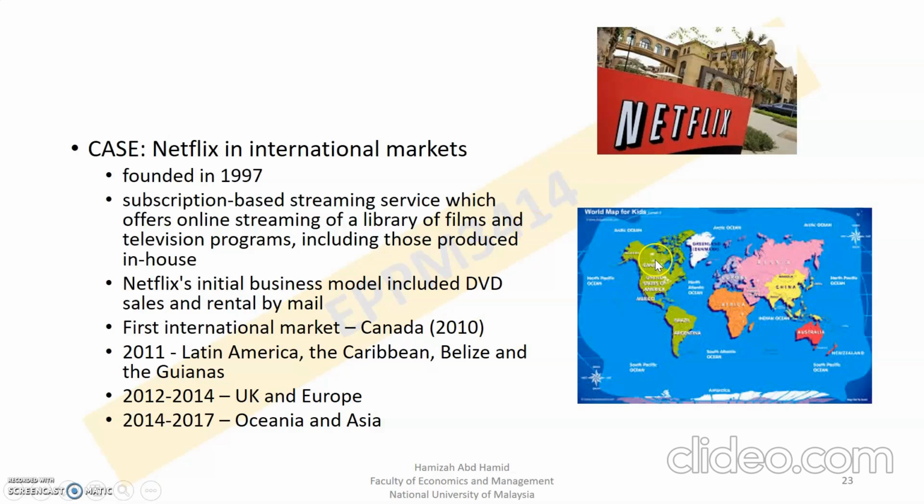Canada is quite near, culturally and geographically, to the US. Latin America is quite near to the US as well. Going to the UK and Europe is a smart move because they are culturally similar, with some differences, but not as different as the US and Asia. Next is Oceania, English speaking, so not much adaptation should be done. So it's easier for Netflix. Lastly then, Asia.